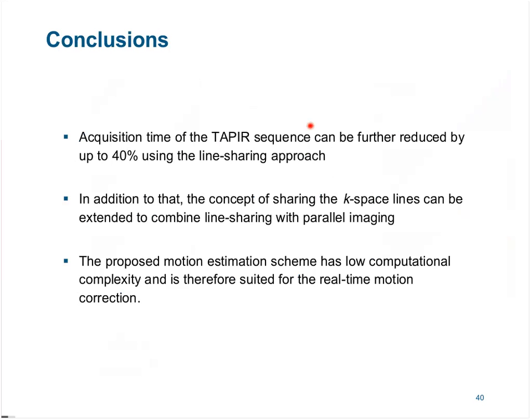And the conclusion, if I conclude the whole lecture: the acquisition time of the TAPIR sequence can be further reduced by up to 40% using the line sharing approach. In addition to that, the concept of sharing the k-space lines can be extended to combine line sharing with parallel imaging. And the proposed motion estimation scheme has low computational complexity and is therefore suited for real-time motion correction.